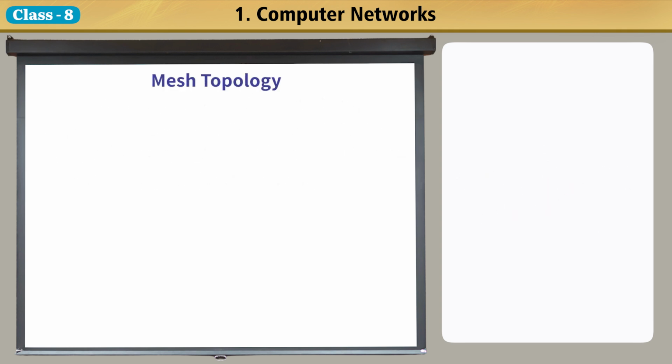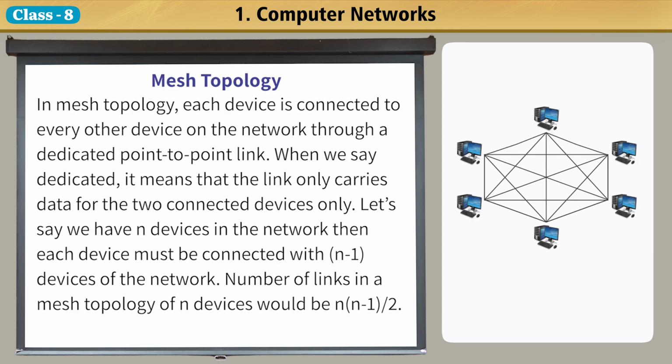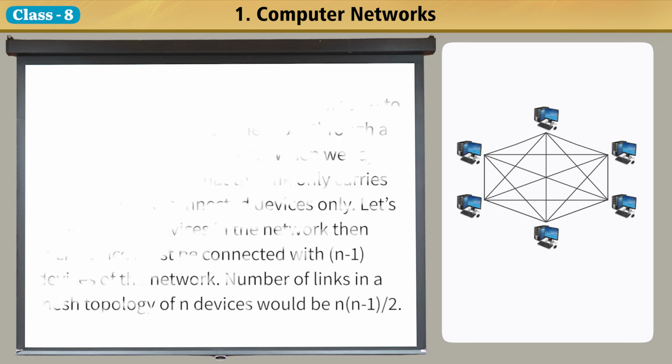Mesh topology. In mesh topology, each device is connected to every other device on the network through a dedicated point-to-point link. When we say dedicated, it means that the link only carries data for the two connected devices only. Let's say we have n devices in the network, then each device must be connected with n-1 devices of the network. Number of links in a mesh topology of n devices would be n(n-1)/2.